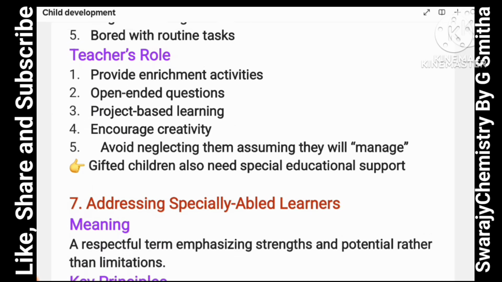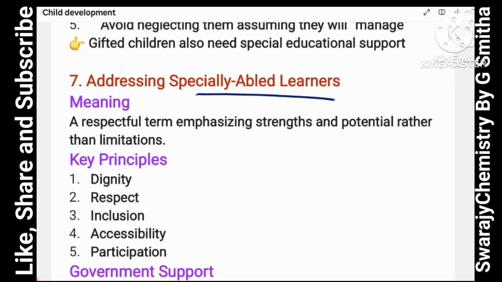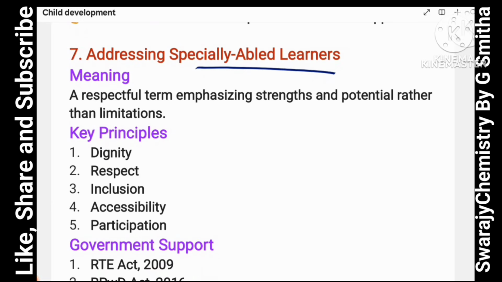Our next concept is specially abled learners. The term specially abled focuses on a child's strength and potential, not their limitations. It reminds us that these learners can learn and succeed when proper support is given. Some important key principles are dignity. Dignity means treat every child with self respect. Second one is respect. Respect means value their abilities and feelings.